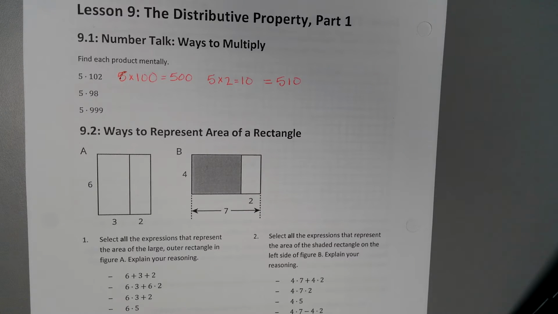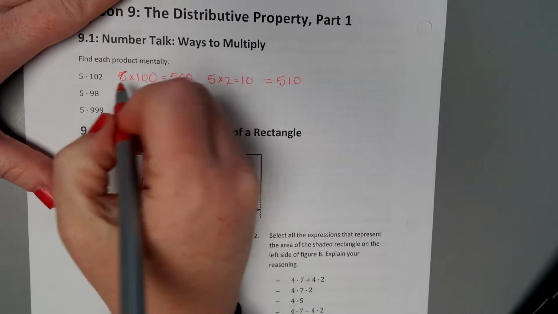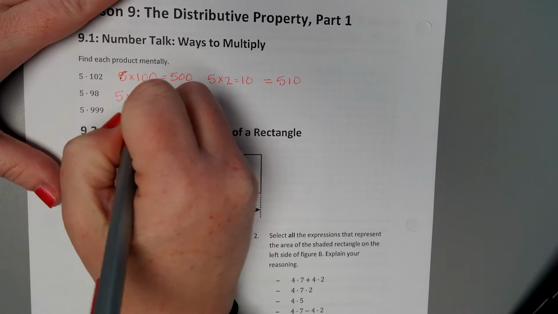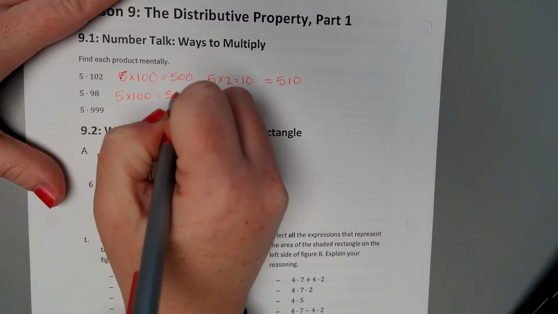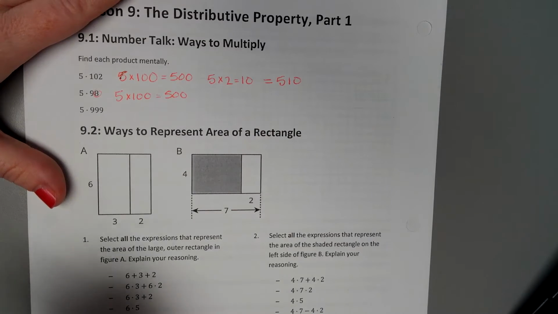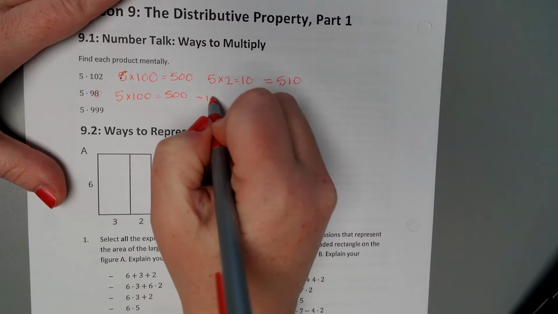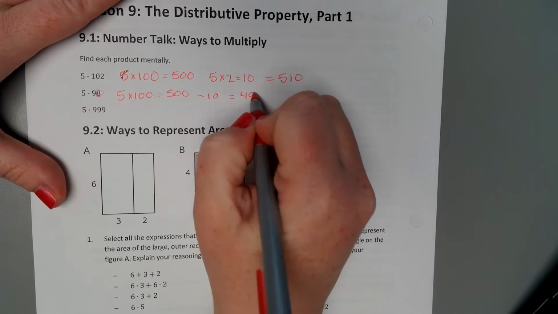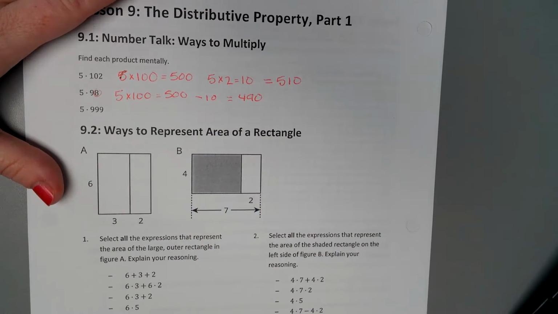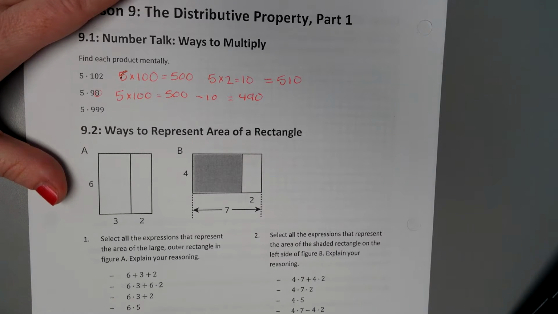The second one, we have 5 times 98. Well, we could still go up to 5 times 100, and that equals 500. But now I have 2 less than 100. And I know 5 times 2 was 10. So if I take 10 away, we get 490. So 5 times 98 would be 490.